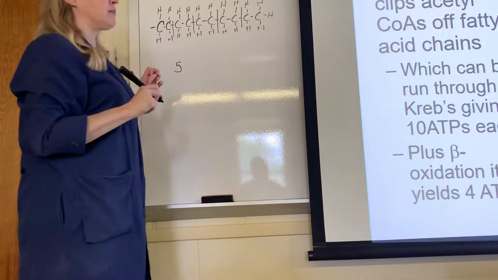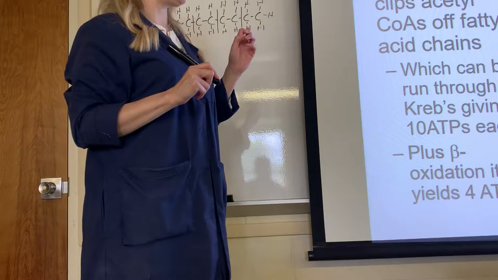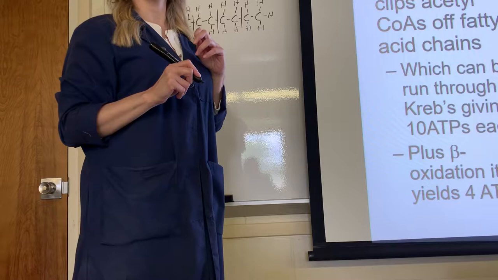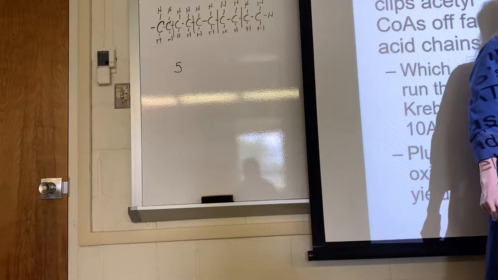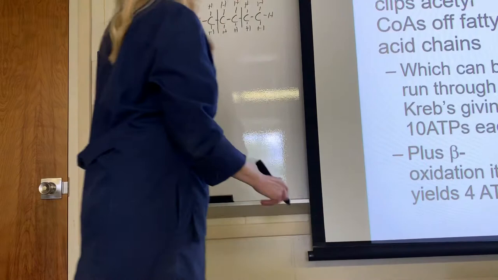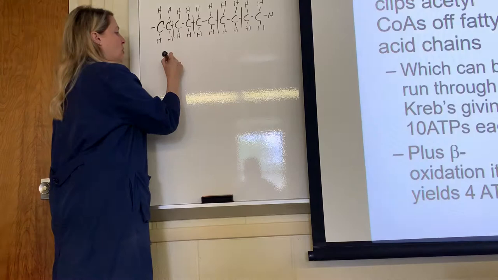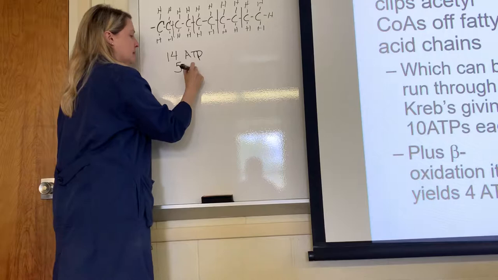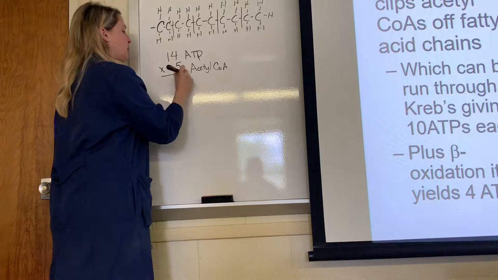So how many ATP do we get from one acetyl coenzyme A, did we say? Well, we get 4 from beta oxidation, and we get 10 from Krebs cycle, for a total of 14, right? So we can get 5 acetyl coenzyme A's from one fatty acid chain. We can make 14 ATP from each one. So let's multiply 14 times 5, and we get 70, right?